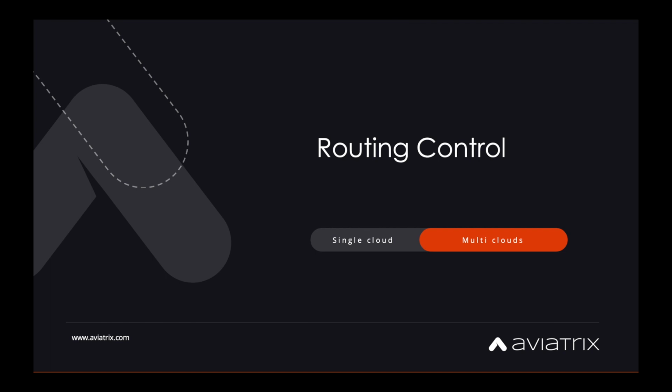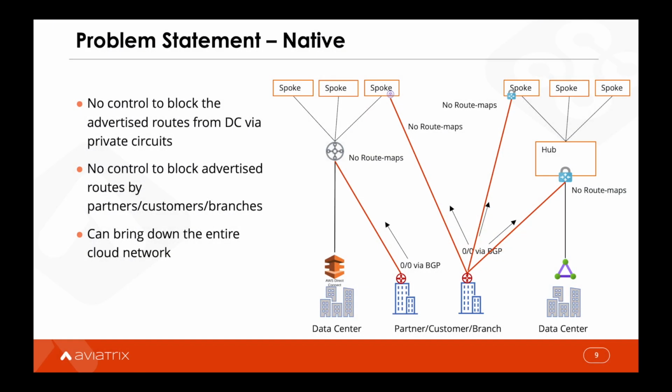The next topic is routing control. The problem that enterprises face is as follows. Native constructs have no route control mechanism. So in an on-prem environment such as a partner or branch site connects to the cloud, if it inadvertently advertises a route that it shouldn't, the route will incorrectly get installed. In this diagram, you can see partner or branch sites connecting to the cloud and advertising BGP prefixes. And if any of those sites advertises an unwanted prefix by mistake, then there is absolutely nothing you can do.